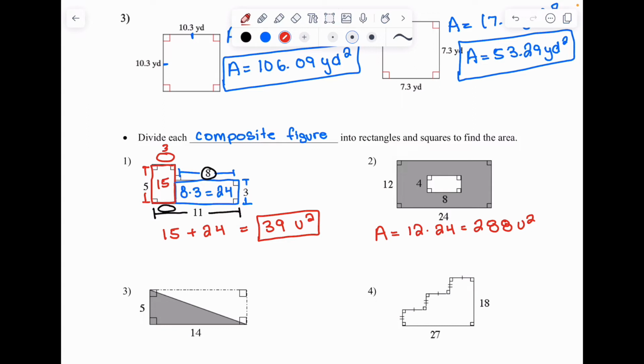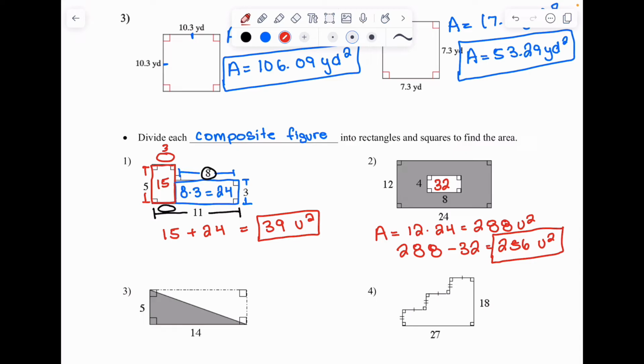And then to find the area of that inside rectangle, I'm going to multiply 4 times 8, which will give me 32. And I need to remove that because I don't want to count that in my total area. So I'm going to do 288 minus 32, which will give me 256 units squared.